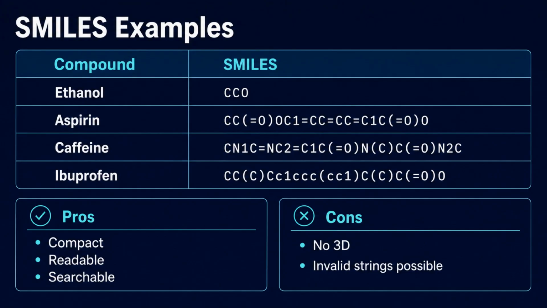Ethanol is written as 3 characters, C, C, O, 2 carbon atoms followed by an oxygen, which the notation reads as a hydroxyl group. Aspirin shows an ester and carboxylic acid. Caffeine contains a purine scaffold with methyl groups. Ibuprofen includes an aromatic ring and chiral center. SMILES advantages include compactness and human readability. Disadvantages include no three-dimensional information and potential for invalid strings.